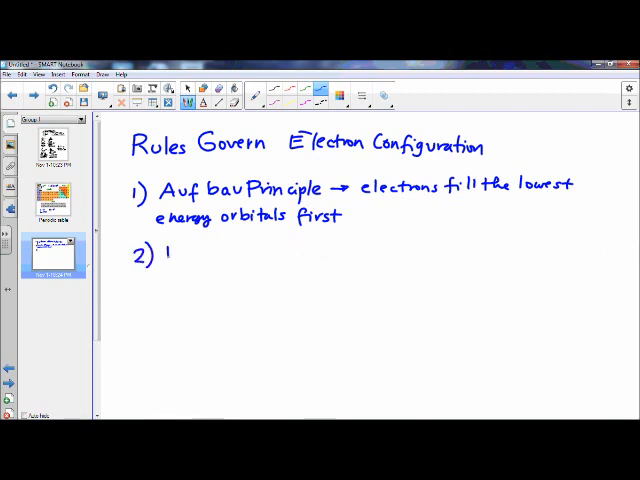The next one is called the Pauli exclusion principle.